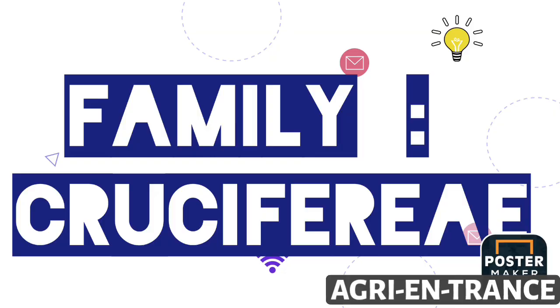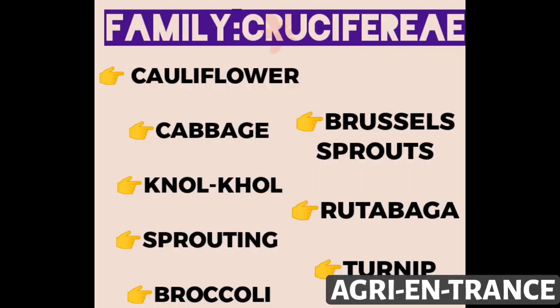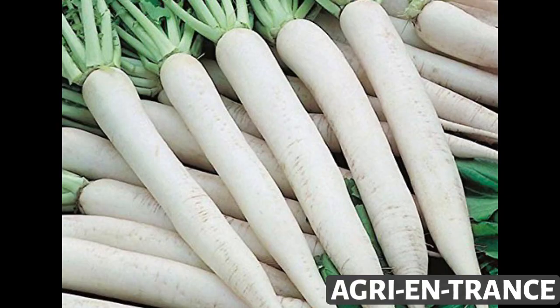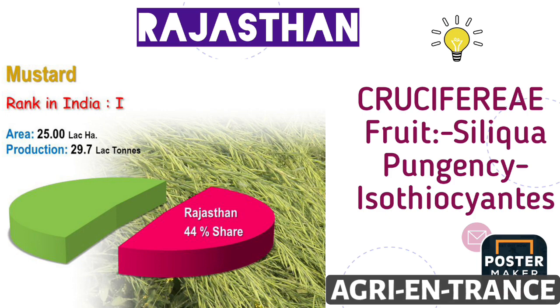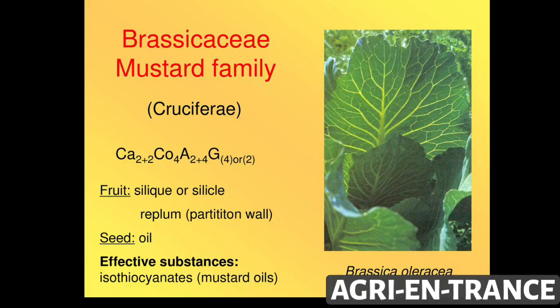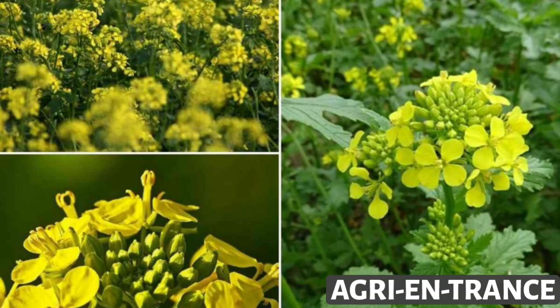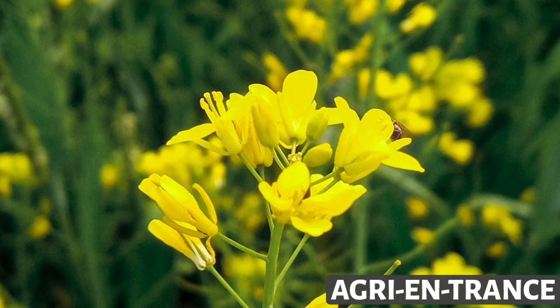Now let's move on to the next family, Brassicaceae. The other name is Cruciferae or the mustard family. The common examples of the Cruciferae family include mustard, radish, cabbage, cauliflower, knolkhol. Rajasthan is the leading producer of rapeseed mustard. The oil content in mustard is about 37 to 49%. Pungency in mustard is due to isothiocyanates.